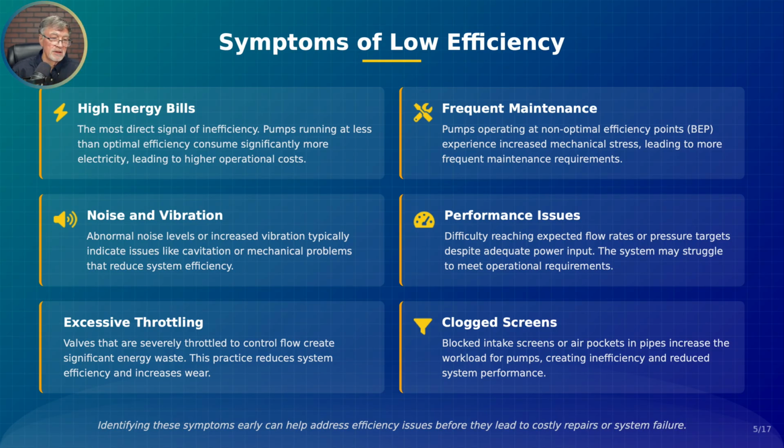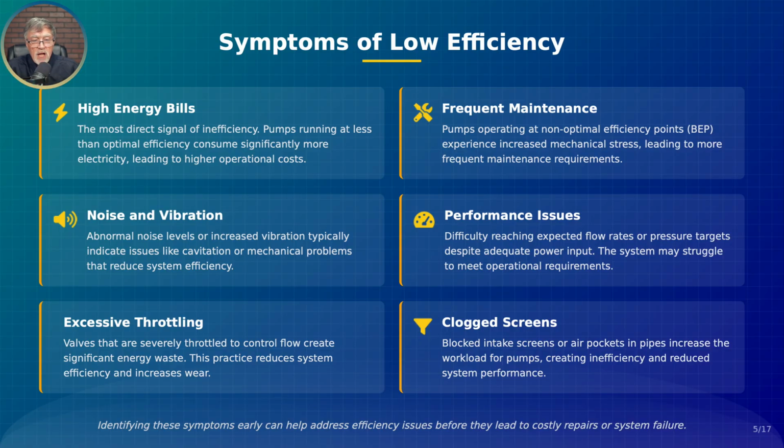Excessive throttling: valves that are severely throttled to control flow create significant energy waste. This practice reduces system efficiency and increases wear. You're better off going with a VFD within range, or sizing your pump according to your system. We see people way oversizing the pumps, throwing a VFD on it, and that's just not a good combination. You want to properly size your pump and motor and put a VFD on there that's going to operate within the range you need it to operate. And that's going to make things a little more optimal too. That's going to be reflected in your wire to water efficiency as well.